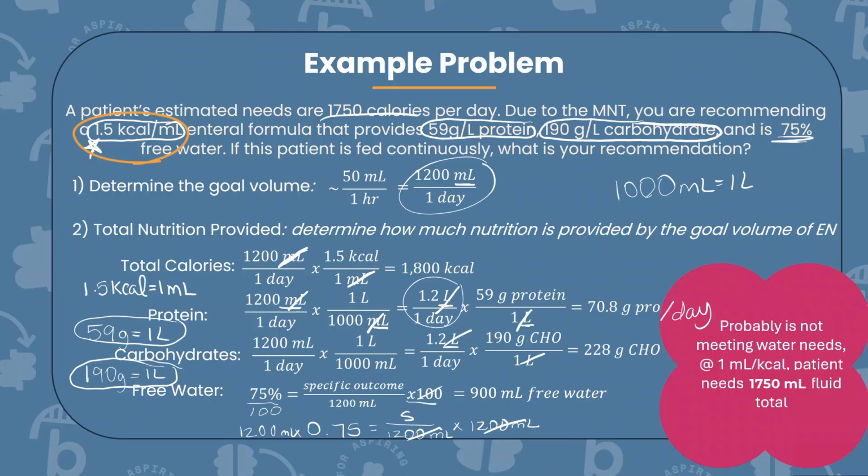The general rule we use is 1 milliliter per kilocalorie unless otherwise specified. And so if this patient needs to take in 1,750 calories, then they probably need to take in 1,750 milliliters of fluid as well. So if we're only giving them 900 milliliters of free water, then we'll need to get them extra water. And there's quite a few ways for us to do that. But that's not what we're looking at here. Right now, we are just looking at the math.